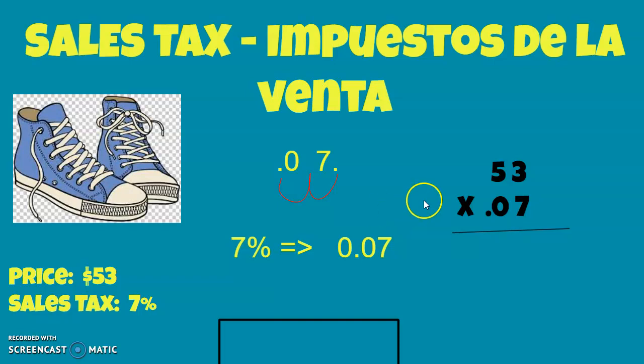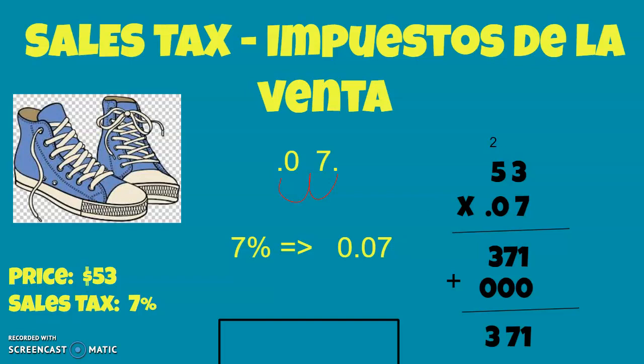So 3 times 7 is 21. I'm going to write my 1 and carry my 2. Now, 7 times 5 is 35, plus 2 more, 37. The 0 is just 0 all across. I add it together and I get 371. Now I gotta look at my decimal place.